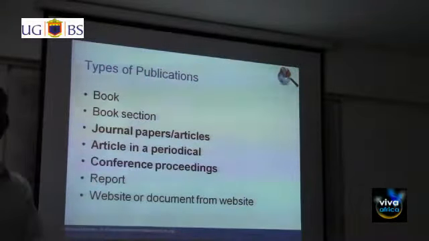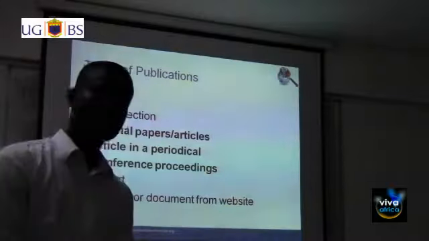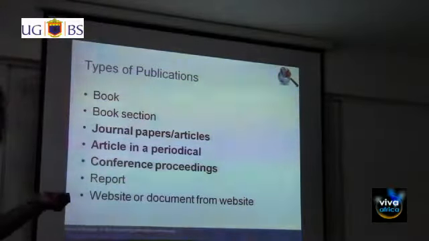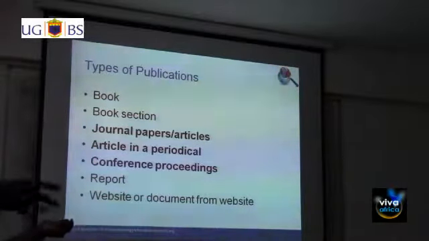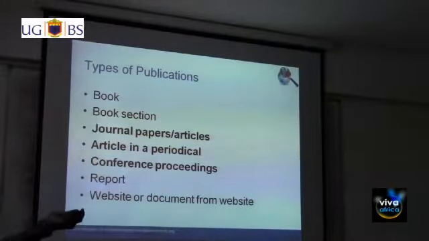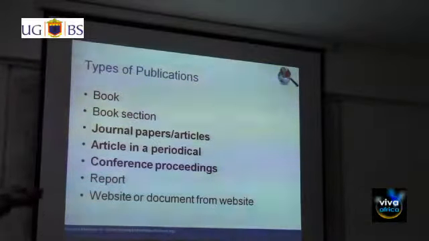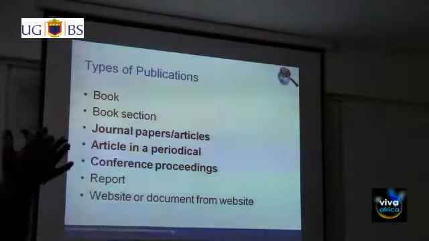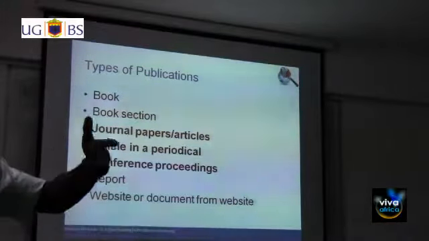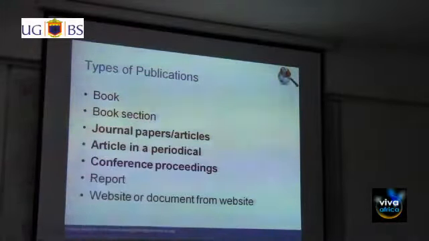So what are the types of publications you can cite? In academic circles, these are the most acceptable ones. Word allows you to do other things, but these are the most acceptable ones. Books, like Fisher's book or any textbook. Then book sections. Within one textbook, you can have different authors for the different chapters. So you need to cite the chapter author before the book's author.